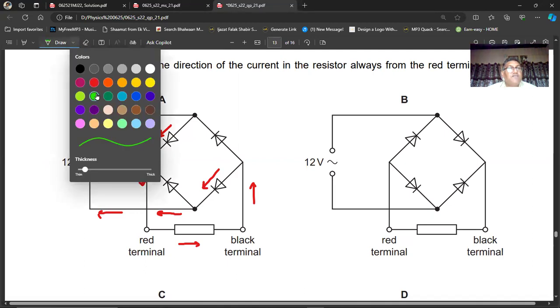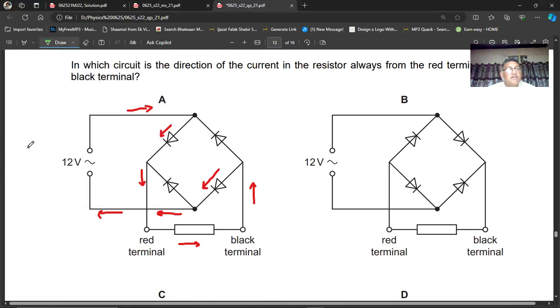Now the current will come from the other side. When the current comes from this side, because it's alternating current, the current will go in this direction. I'm representing it with the green color. Current cannot go in this direction because of this diode, which is backward for this current. So what will happen? The current will come here.